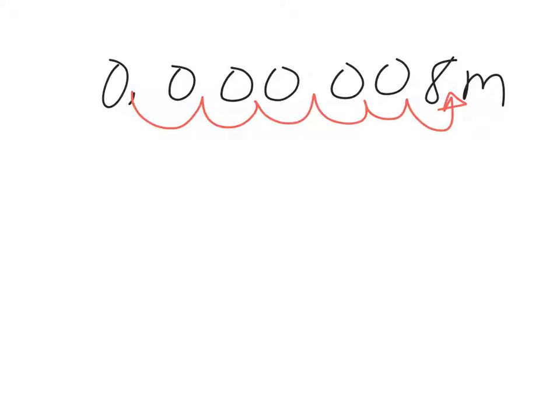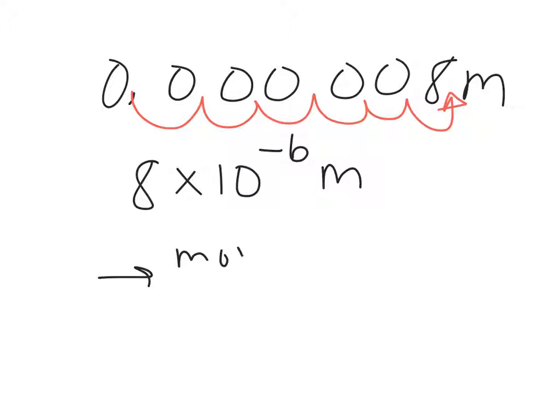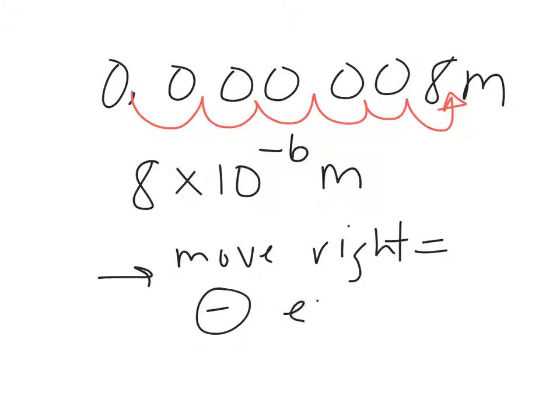So I would write this number in scientific notation as 8 times 10 to the minus 6 meters, because I had to move that decimal point 6 places to the right. So whenever you move the decimal point to the right, that means you get a negative value for the exponent right up here.